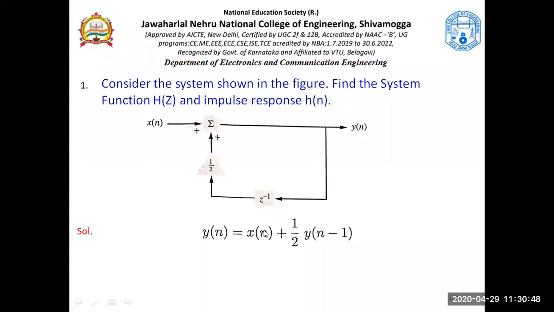How can we say whether it is a causal system or a non-causal system? Causal systems are the systems wherein the output depends on the present value of inputs or on past values of the inputs. It should not depend on the future value of the input. Here, it is depending on the present value of input.